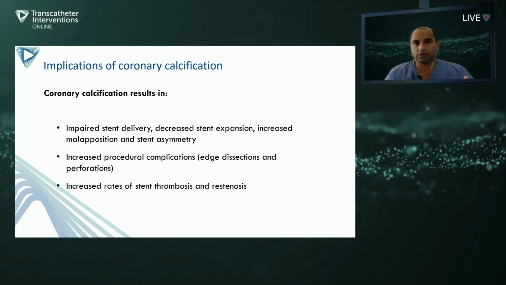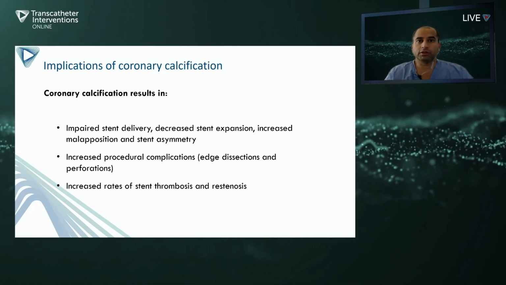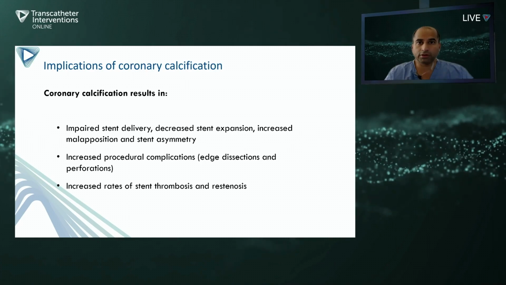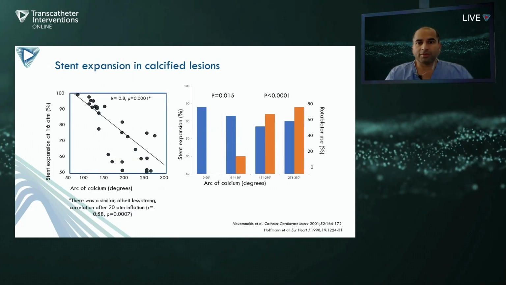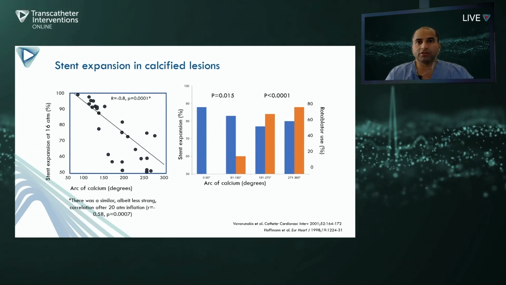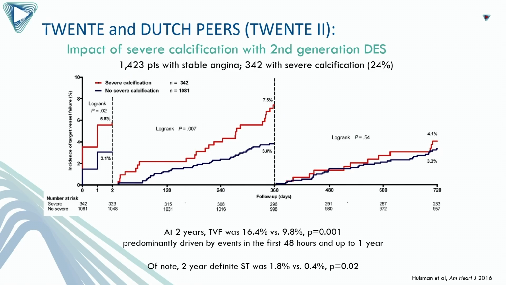We also know that calcified lesions, in addition to making your life miserable in the cath lab, can also lead to more complications, not only early, but also late. So here's just an example of that. If you look at this slide showing stent expansion in calcified lesions, it makes obvious sense. If you have a brick surrounding your vessel, your stent is not going to expand in that brick, especially as it becomes more and more concentric around the artery itself. So the arc of calcium is very important in determining whether stents can expand.